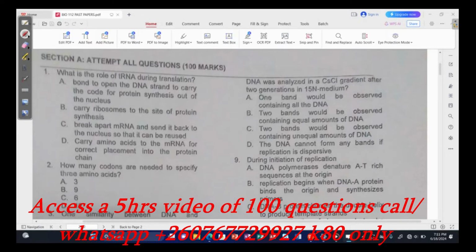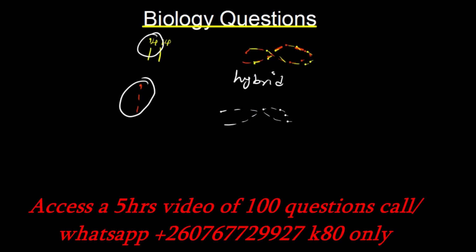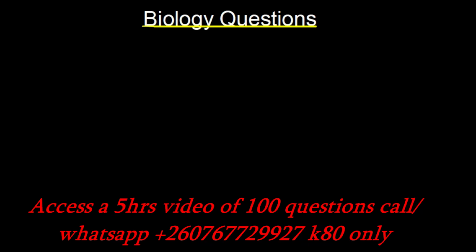Then D is saying the DNA cannot form any band if replication is dispersive. So DNA cannot form any band if replication is dispersive. This is true. How is it true? It's because if we have a hybrid, what we would expect is something uniform, a mixture which is uniform like this because it's a hybrid. So you'd expect something like this. No bands would be formed. This is dispersive. So the correct answer there is option D.